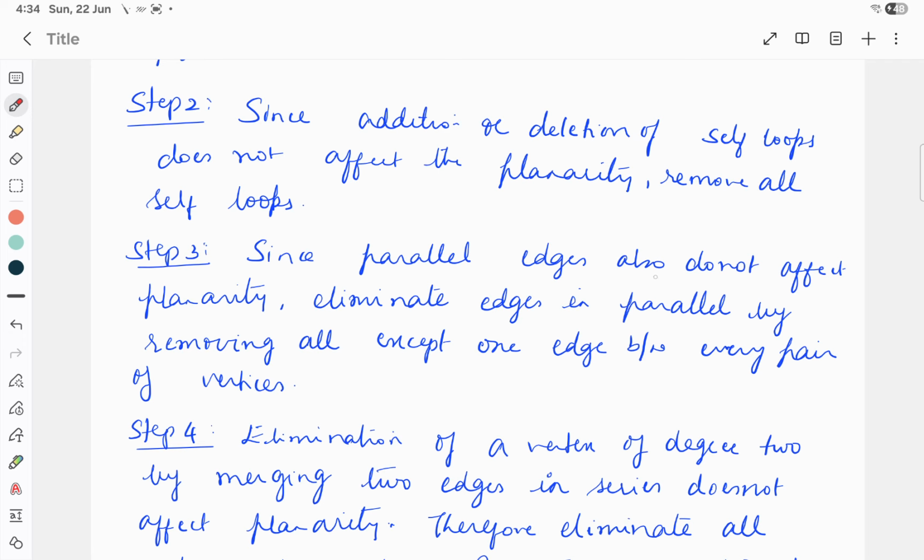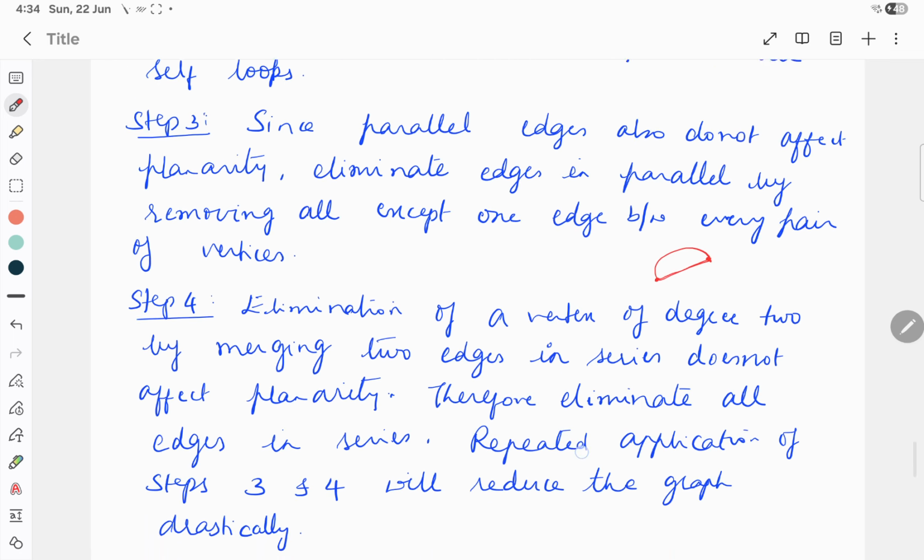Step 3. Since the parallel edges also do not affect planarity, parallel edges in the sense I have an edge like this and an edge like this, right? They are parallel. So they are connected between the same two vertices. They won't affect the planarity as there is no edge crossing. So eliminate such parallel edges, removing all except one edge. One edge should be kept as it is.